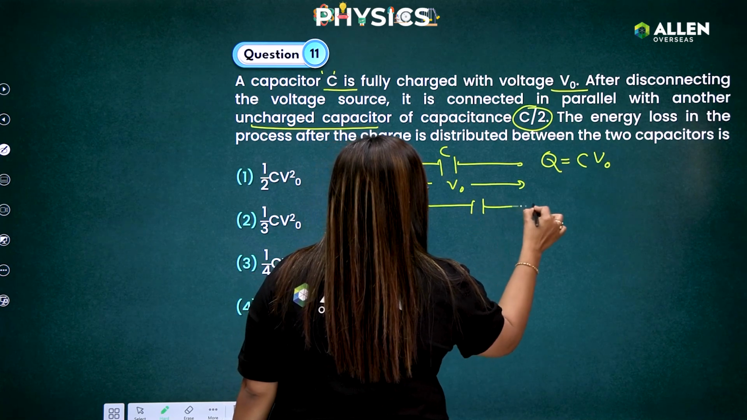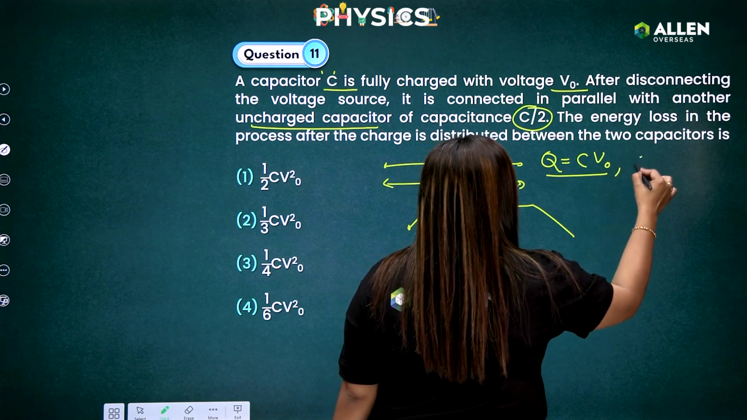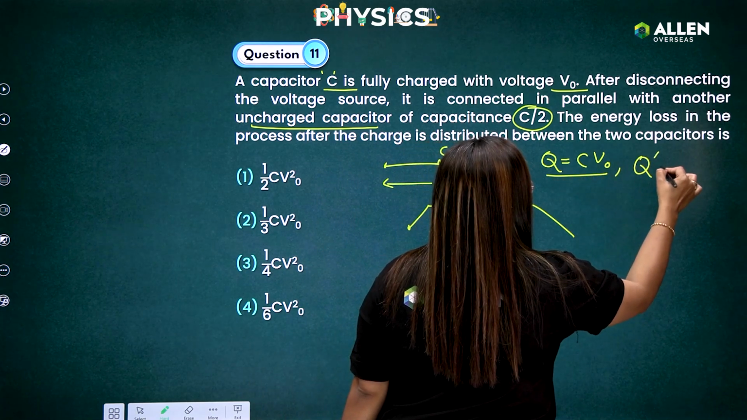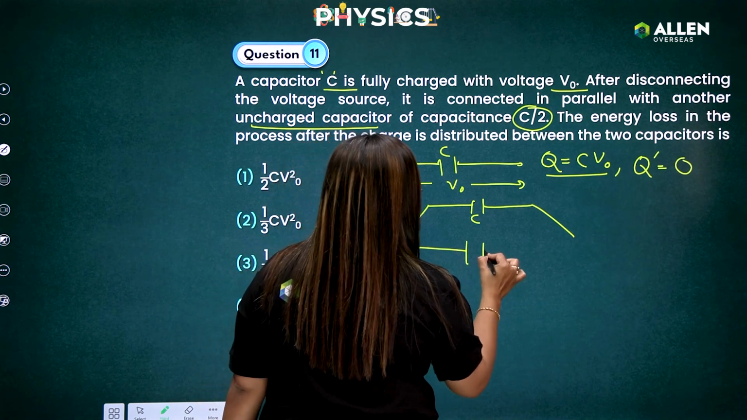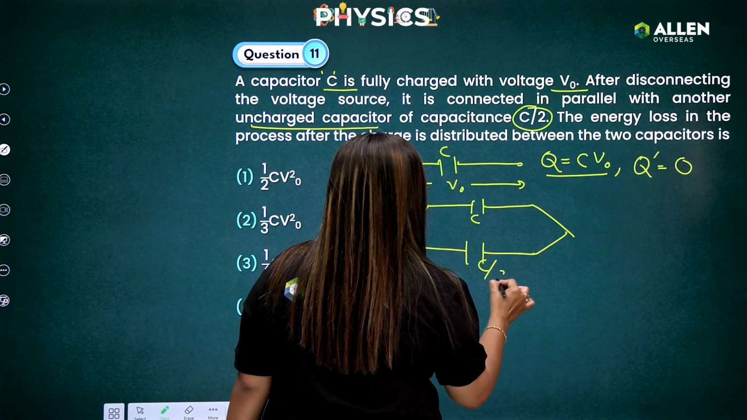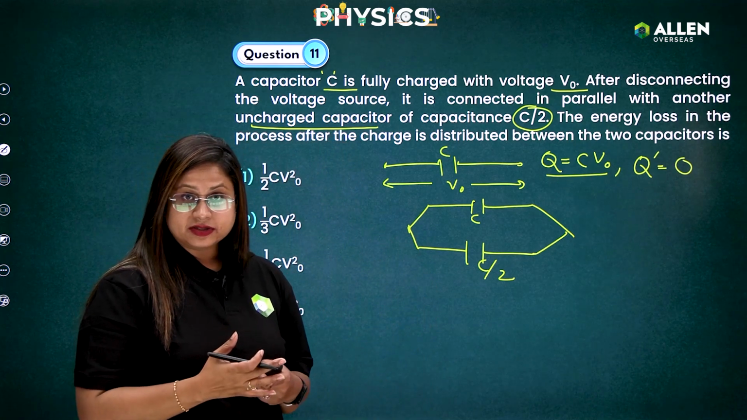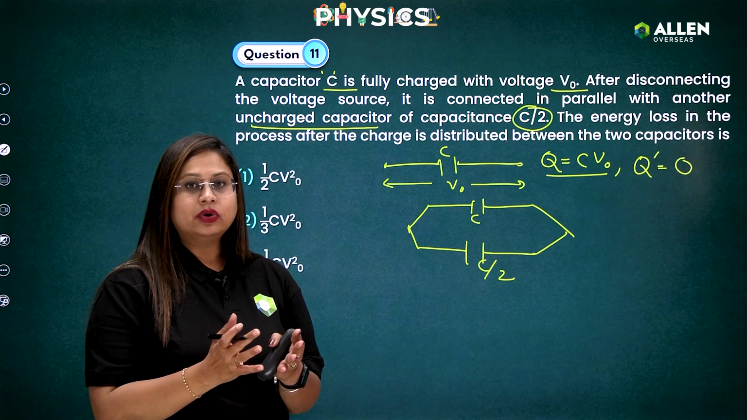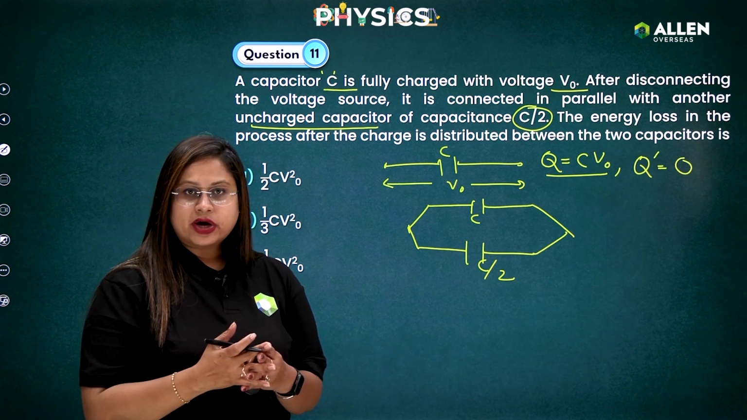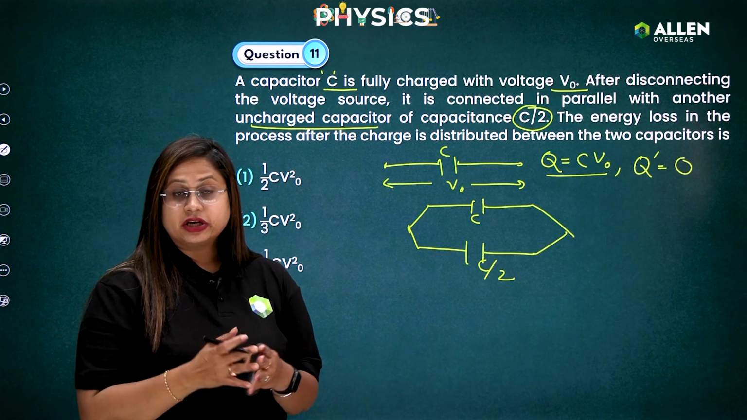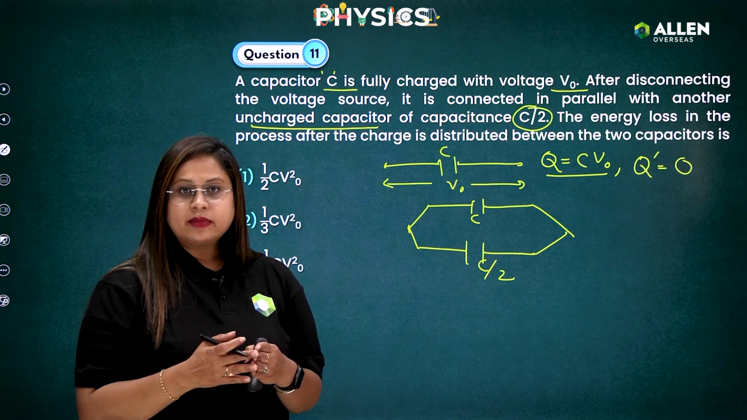So this capacitor is charged now, containing a total charge of CV0, but the second one, which is not containing any charge, has a total charge of 0, as it is an uncharged one. It has got a capacitance of C by 2. Now they are connected in parallel to each other. When such a connection takes place, the charge will start to redistribute between the capacitors. And you know that as these two capacitors are connected in parallel, the potential difference is going to remain the same across them.